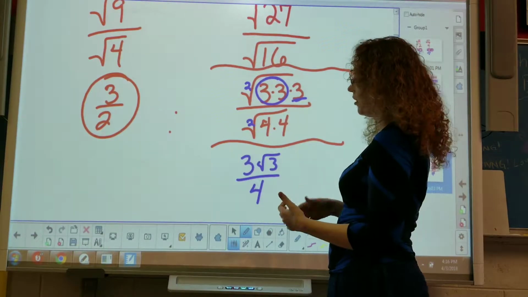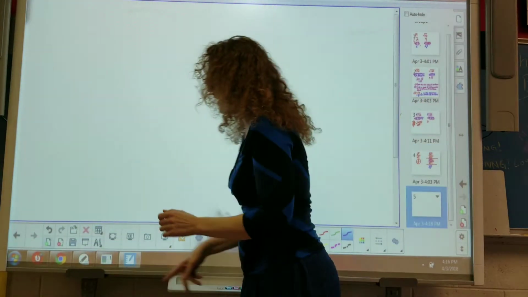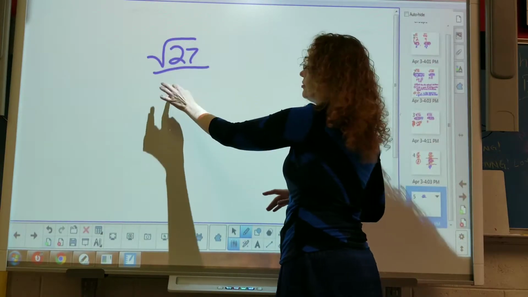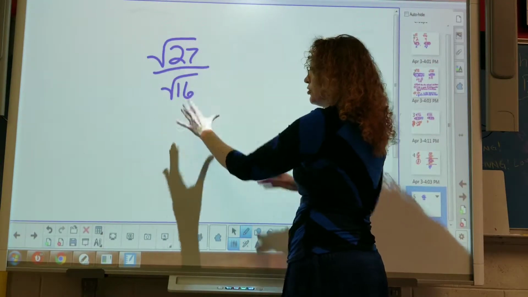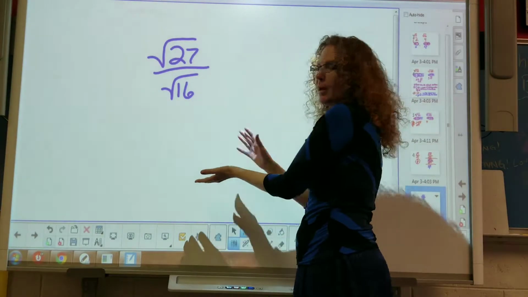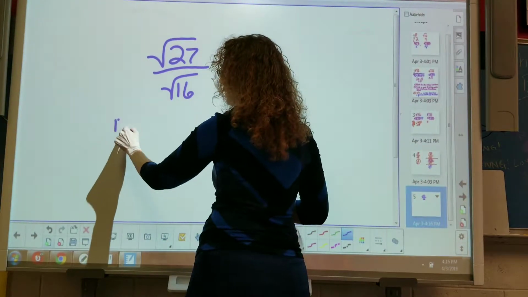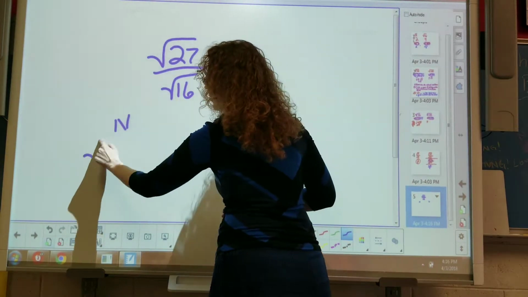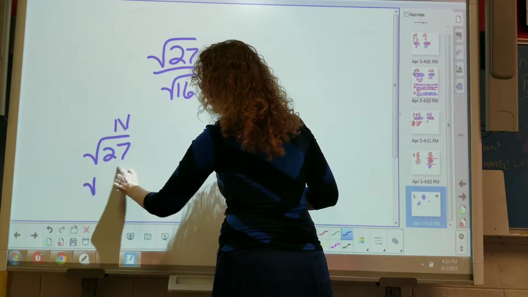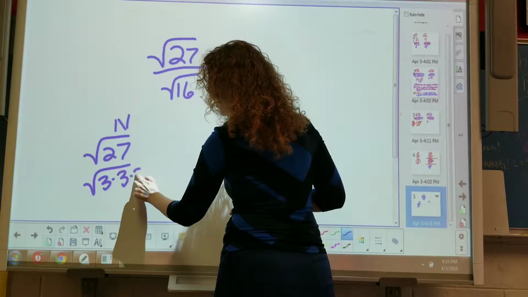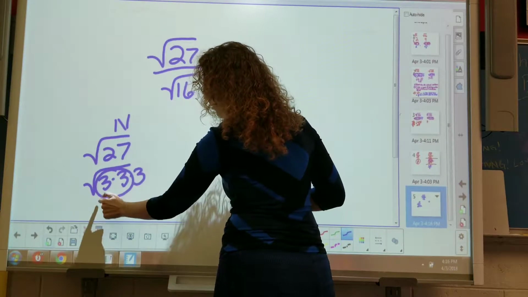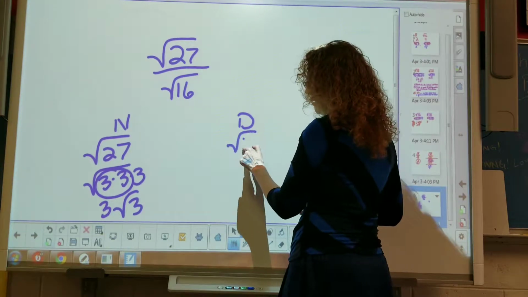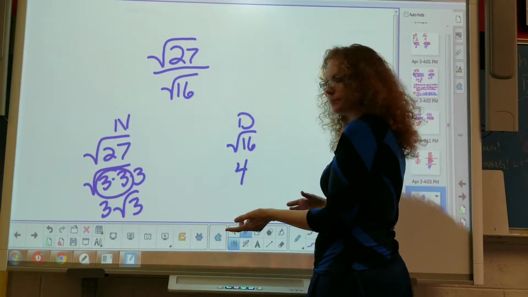And if you want to, on your paper, if it is easier for you to see, because I have a lot of students who struggle with this because it's 2 things going on, numerator and denominator, you know, put your N here, put D here. Numerator, denominator. Break down that numerator. We know it's 3 times 3 times 3. Taking out a pair, 3 on the square root of 3. Break down that denominator. Put that right in your calculator.